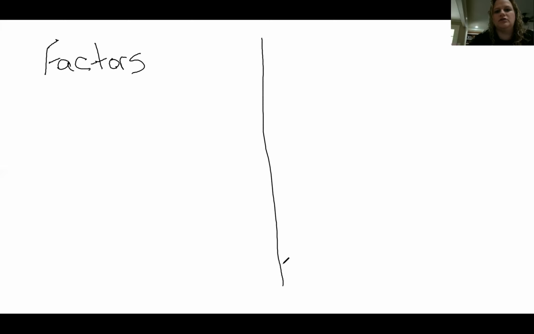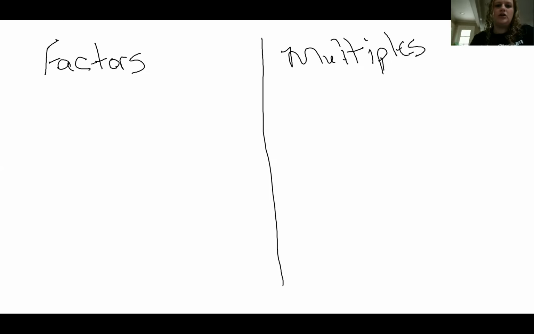So on our whiteboard, we're going to think one side is for factors and the other side is for, whoo, that's not straight at all, multiples. Okay, so factors are going to end up being relatively small numbers because these are the smaller numbers that go into making up a bigger number. So let's say 20.